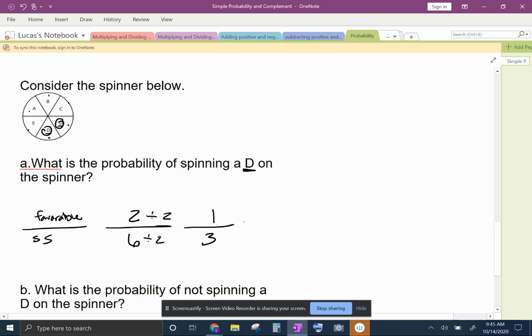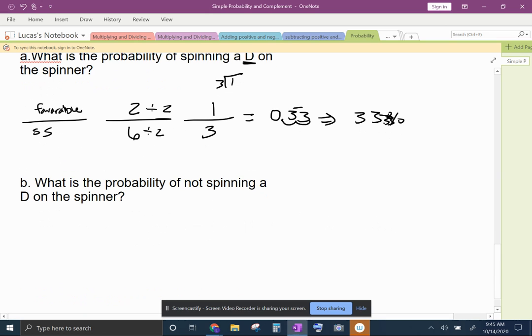Which is easy to find the percent of now if I know my benchmark fractions. So as a decimal, that would be 0.33 repeating. I would do that by dividing, or I could just know it. And then that also turns into a percent if I move the decimal over twice, 33.33% repeating. And so that is our percent.